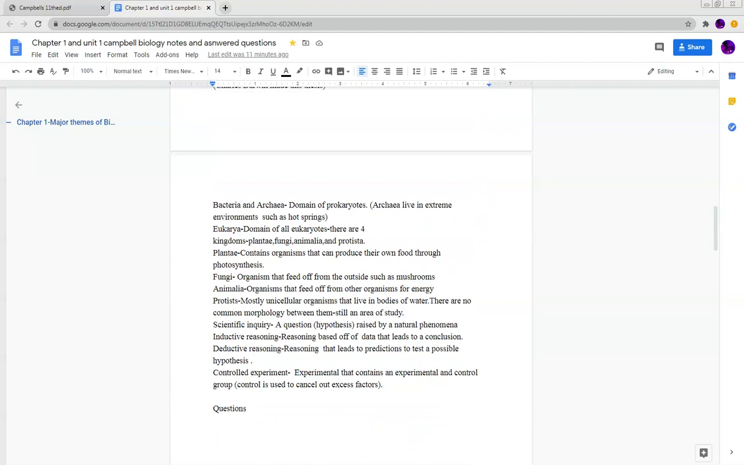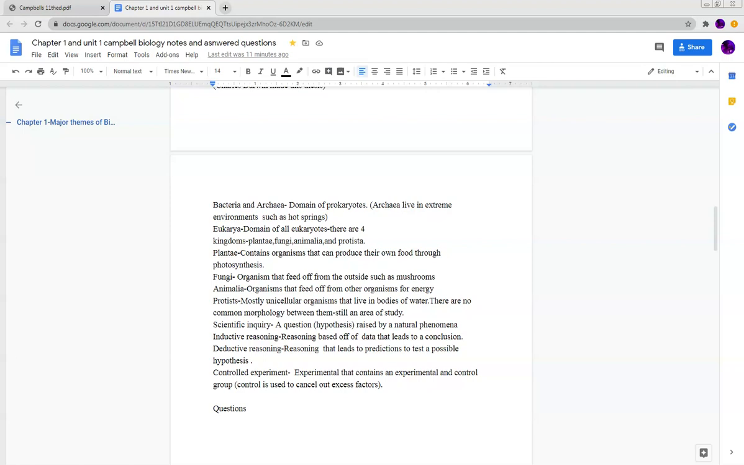So plantae contains organisms that can produce their own food through photosynthesis. Pretty simple. Fungi are organisms that feed off the outside, such as mushrooms. And then animalia, we are obviously in this kingdom, are organisms that feed off other organisms for energy. And protista are actually a little less specific.